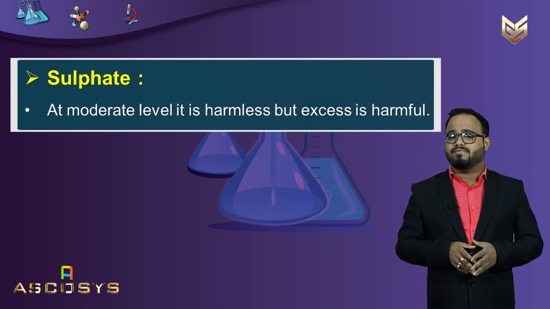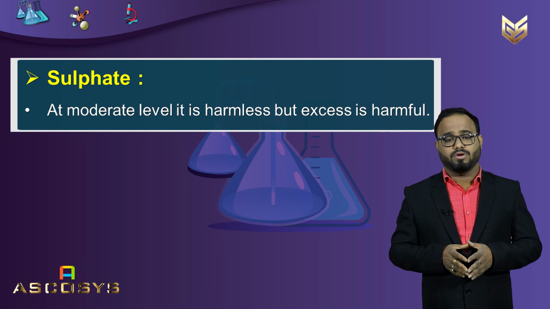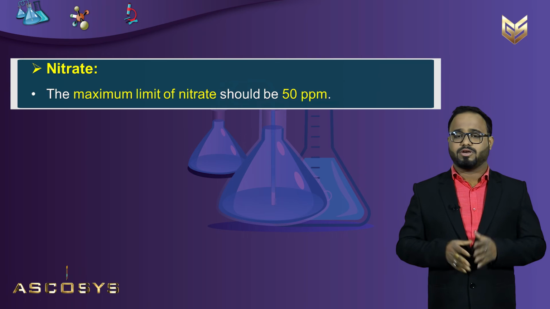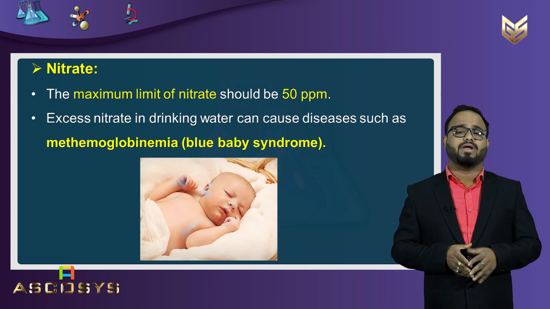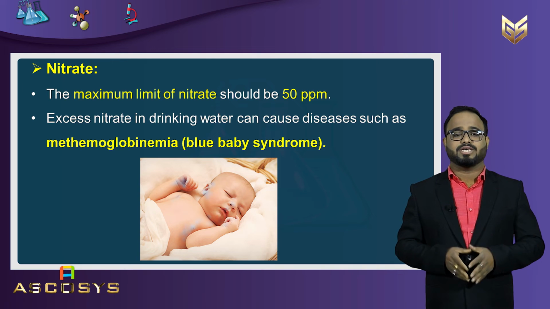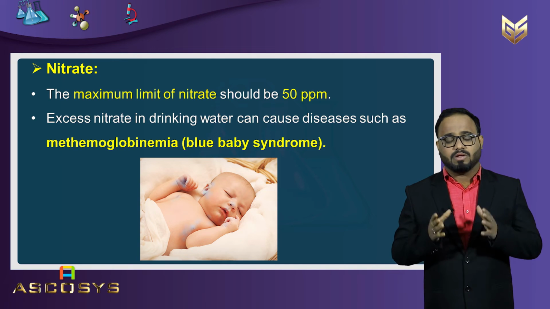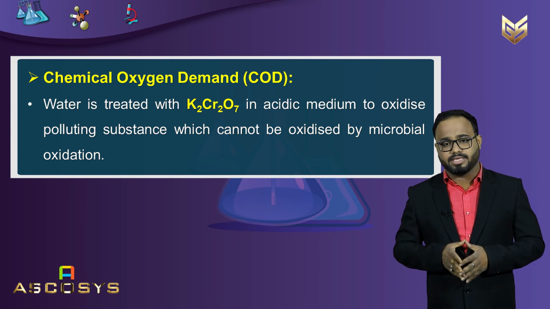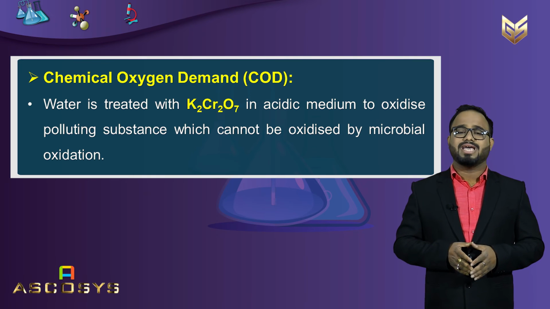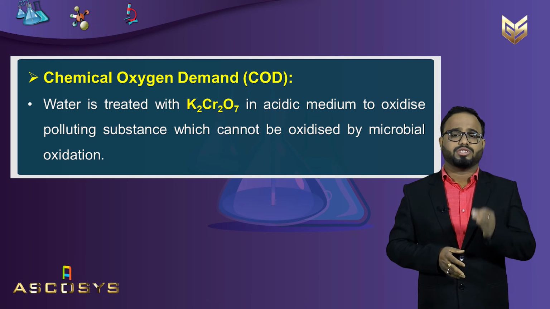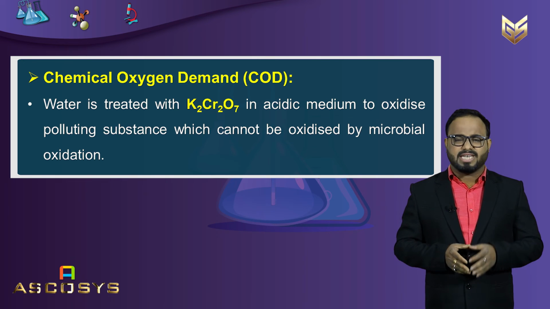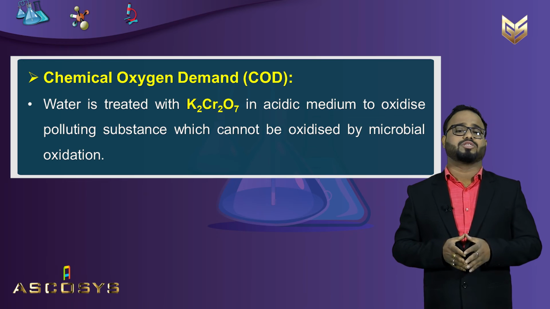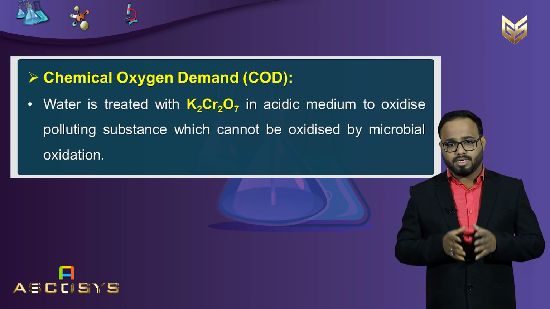Sulfate. At moderate level it is harmless, but in excess it is very harmful. Nitrate. The maximum limit of nitrate should again be 50 ppm. Excess of nitrate in drinking water can cause diseases such as methemoglobinemia. Now this means blue baby syndrome in short. Then we have after BOD, COD, that is chemical oxygen demand. Now water is treated with potassium dichromate, K2Cr2O7, in acidic medium to oxidize polluting substances which cannot be oxidized by microbial oxidation. So with this we are done with the chemical pollutants which are released from industrial factories.